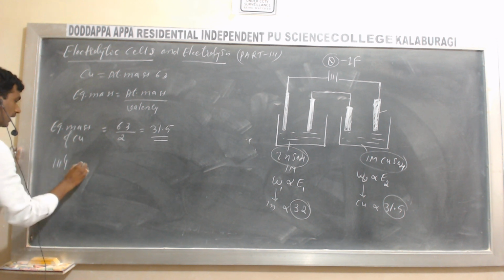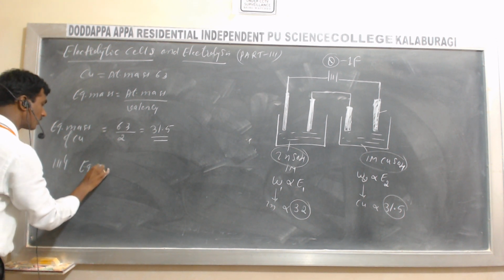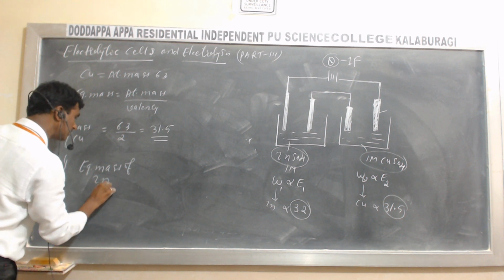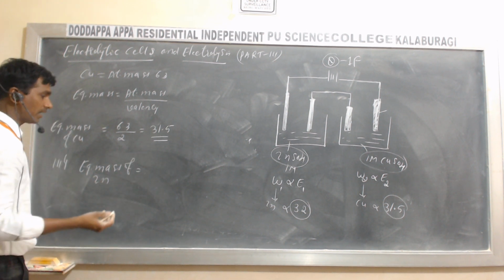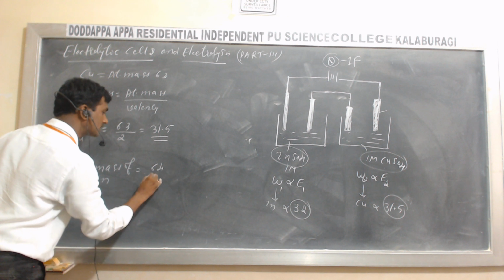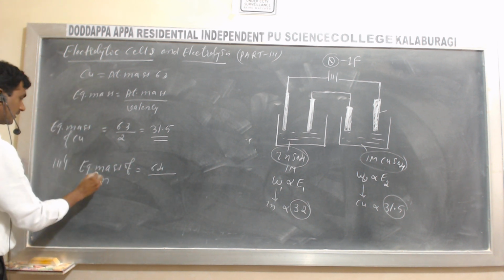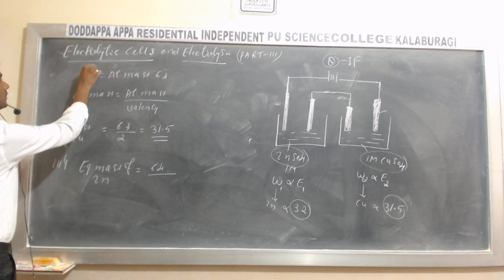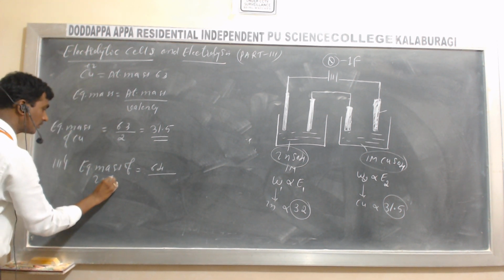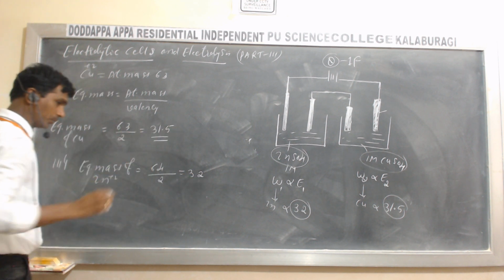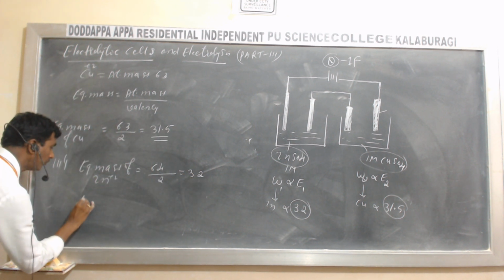Similarly, the equivalent mass of zinc. The atomic mass of zinc is 64. What is the valency of zinc? The valency of copper is plus 2. The valency of zinc is how much? Plus 2. So you divide by 2. So it is equal to 32.